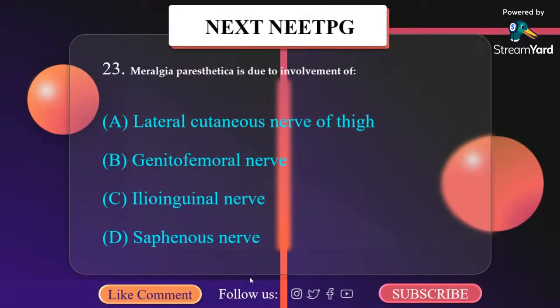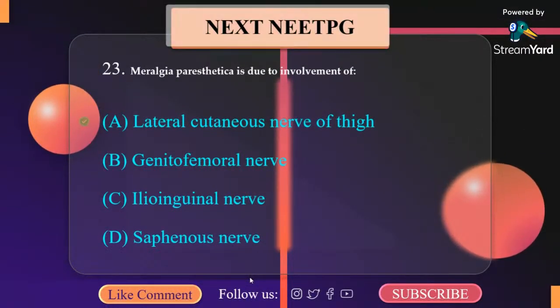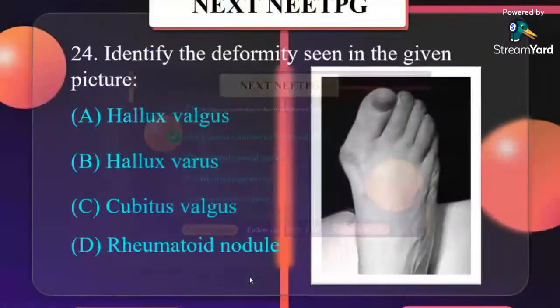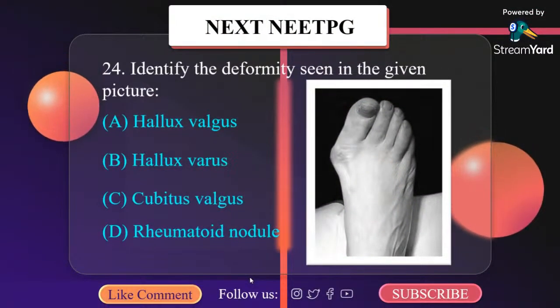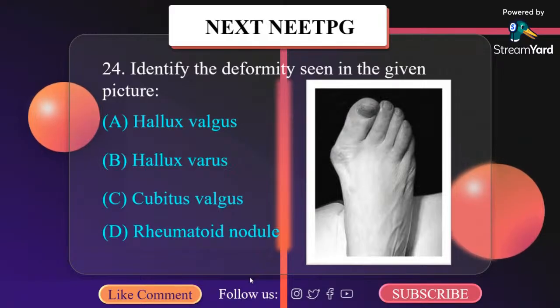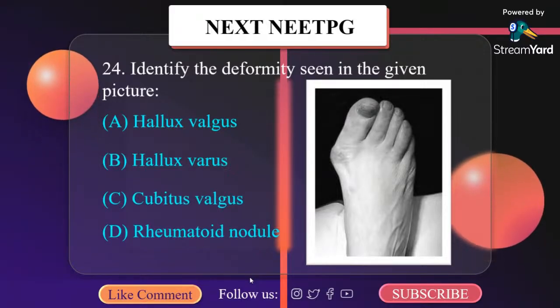Meralgia paresthetica, well, the correct answer is lateral cutaneous nerve of thigh. And for the deformity seen in the given picture: hallux valgus, hallux varus, cubitus valgus, cuboid nodule. It is hallux valgus.